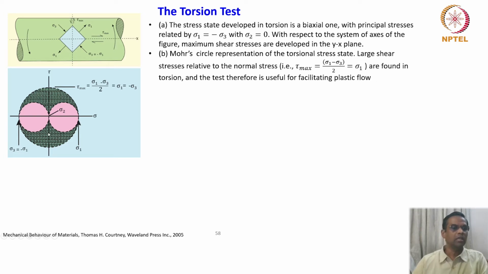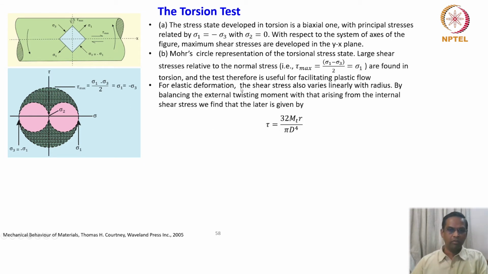So you can see that sigma 1 is equal to minus sigma 3. So sigma 1 is this, and then this is minus sigma 3, and sigma 2 is 0, so it is in the center. The maximum is here, which is tau max equal to sigma 1 minus sigma 3 by 2. So this is nice.